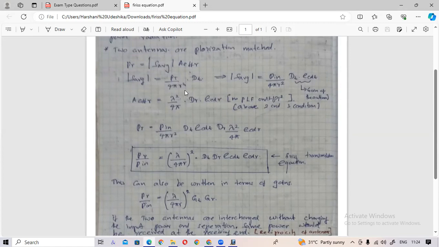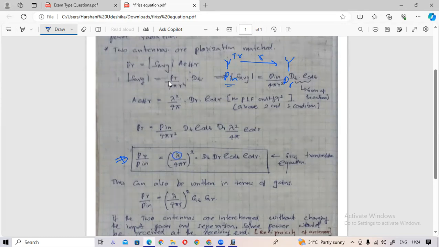And this Friis equation we normally use to find the received power, if the power is transmitted by an antenna. Let's say that you have an antenna here, so that is the transmitting antenna, and the distance is R, and there is a receiving antenna. The transmitted power is normally referred to as P_in, and the received power is P_R. So you can find the received power using this equation.